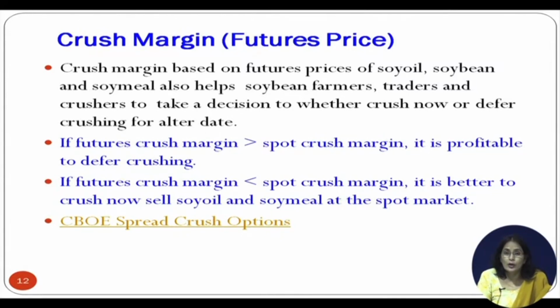So if, let's say, at today's point of time, the future cross margin is greater than the spot cross margin, it is profitable for us to defer crossing. A company can defer or reduce the crossing activity for some time to come if it feels that the cross margin is going to improve at a later point of time. Similarly, the other way around, if the futures cross margin is lesser at this point of time vis-a-vis the spot cross margin, it is better to cross now and sell soya oil and soya meal, and not defer the activity or increase the activity. And if there is a conducive market situation, it should cross and sell the output and not defer its crossing activity to a later point of time.